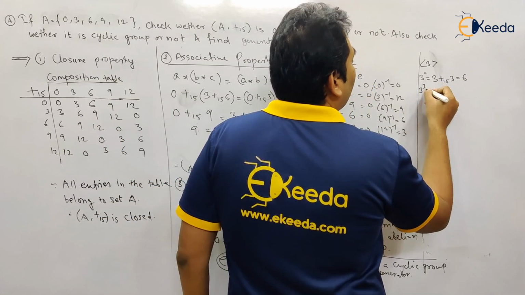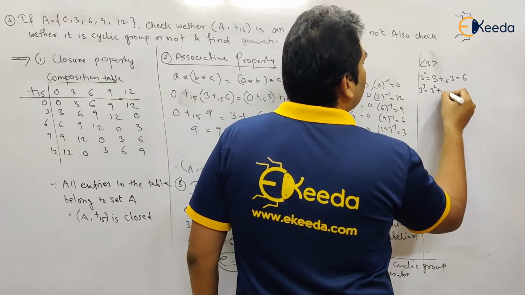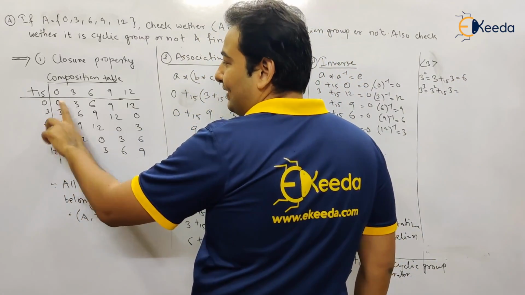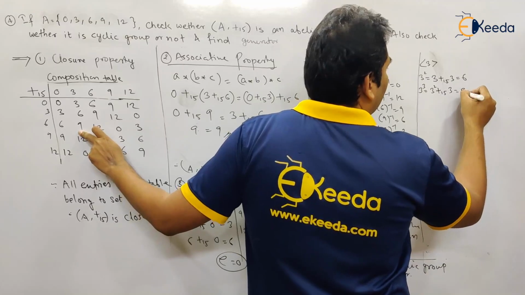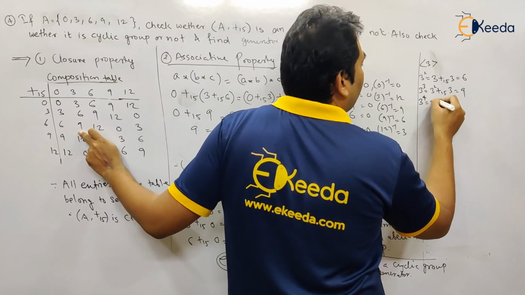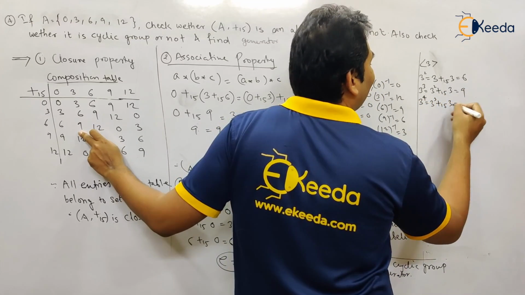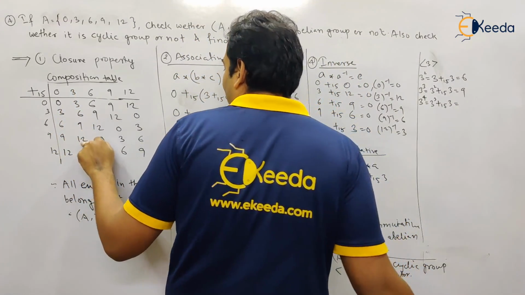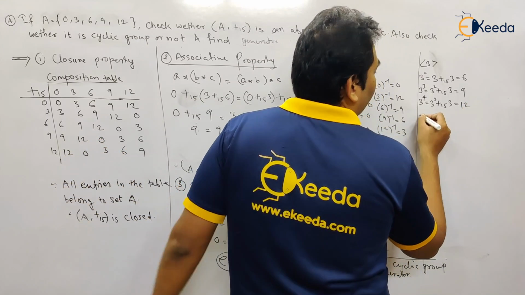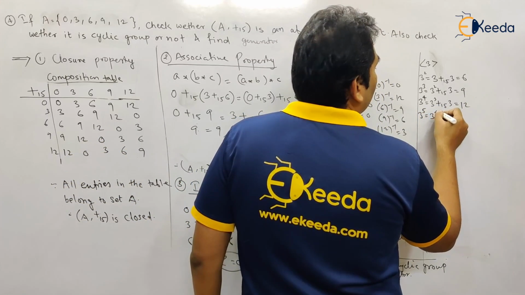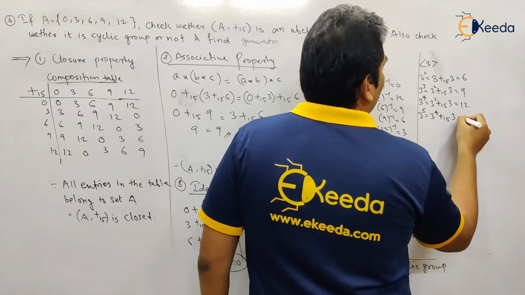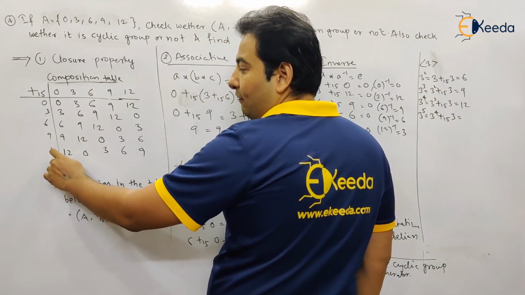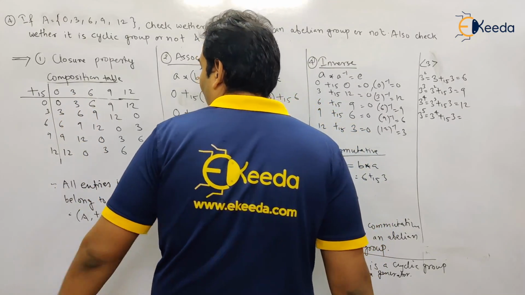Next, 3 cube. That means 3 square plus 15 3, that means 6 plus 15 3. 6 and 3, we get 9. Next, 3 raised to 4. 3 cube plus 15 3, that means 9 plus 15 3, which is 12. Next, 3 raised to 5. That means 12 plus 15 3, which is 0.